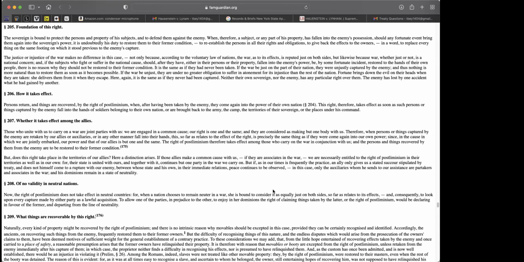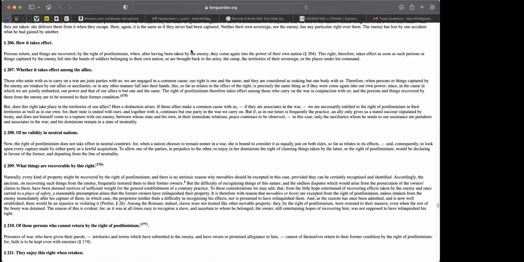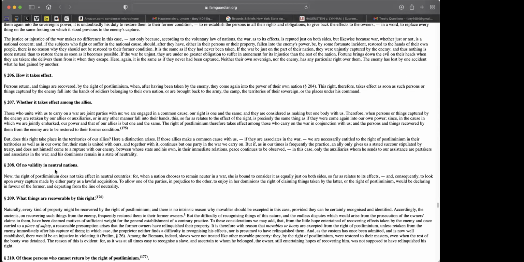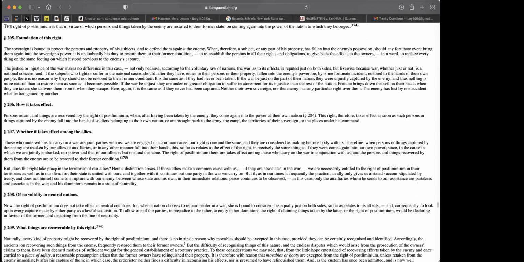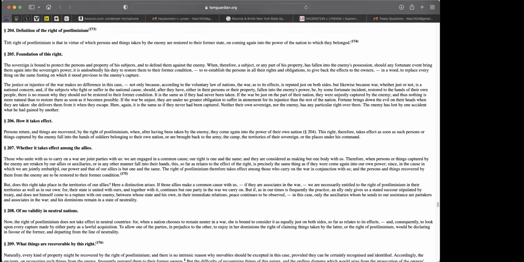Sorry. All right, so we don't have to read them all because it's pretty lengthy, but I just wanted everyone to see, and I did post the link in the chat so you can read this for yourself. And so, whether it takes effect among allies, of no validity, and neutral nations, it breaks it down for you. And I just thought that this was an important piece for everyone to take and absorb. Do you want to go in on this at all, Abdullah?